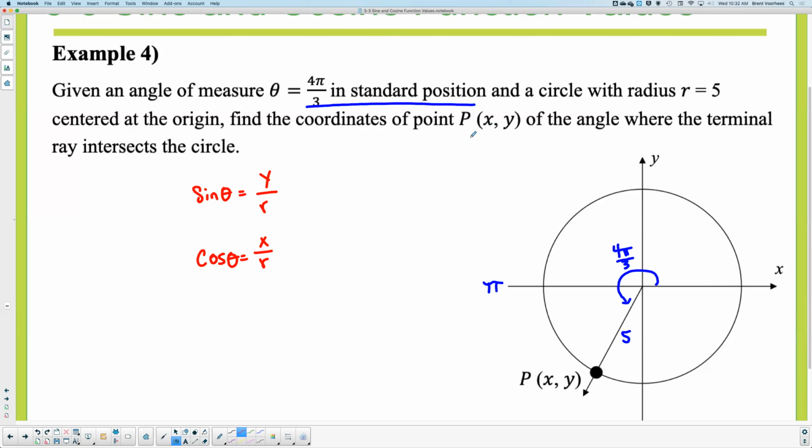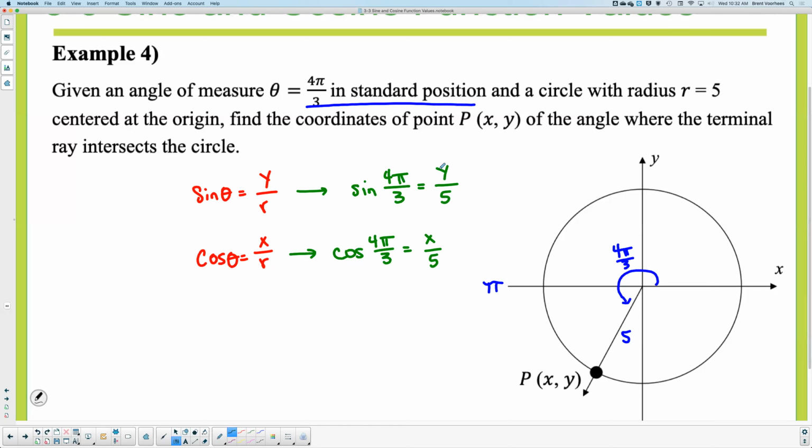We're going to use this formula to solve. We want to know what x and y are. Let's plug in what we know. What do we know about the theta? 4 pi over 3. We don't know y, but we do know r. What is r? 5. Here, we want cosine of 4 pi over 3. We don't know x, but we do know r. What is r? 5.